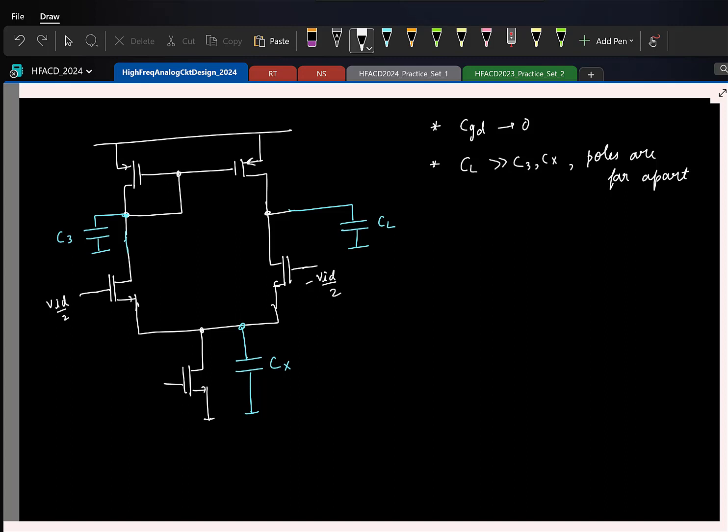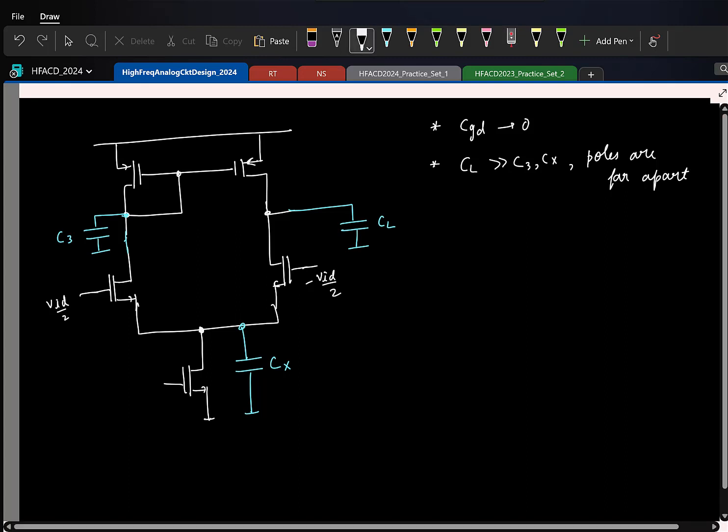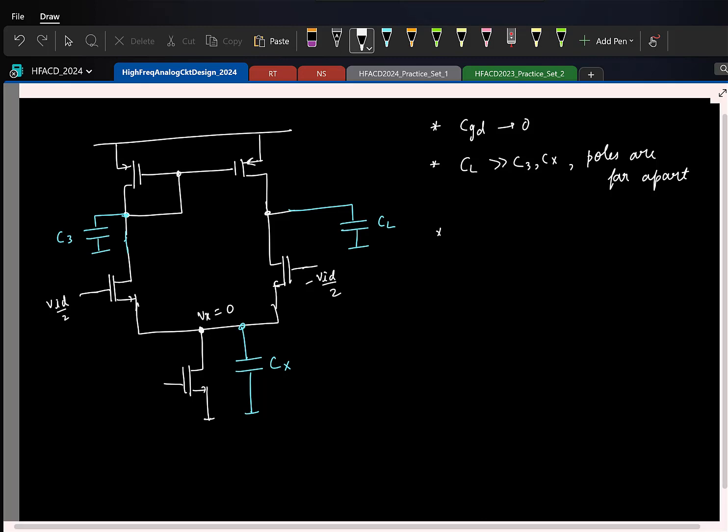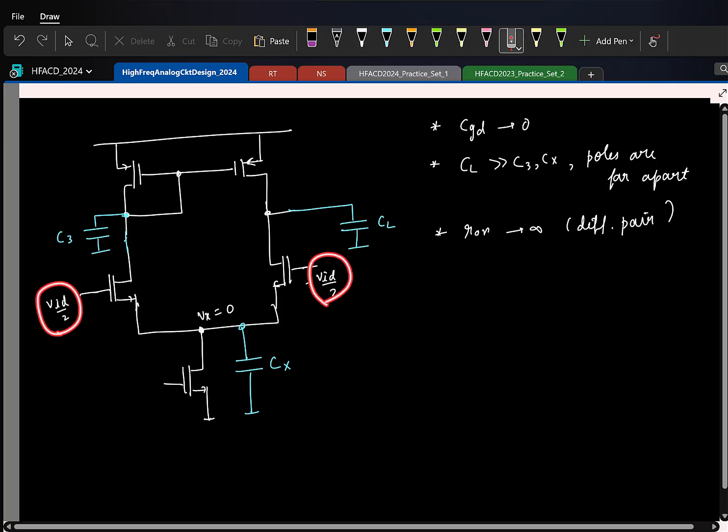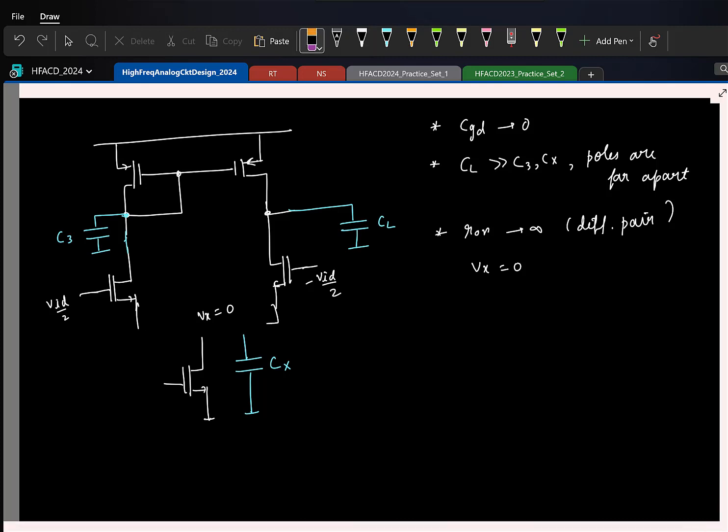Also when we are trying to find the zeros, we made another assumption. What was that? To make this voltage zero, we assume that the R0 of the NMOS, that is the R0 of the differential pair, we considered it to be infinity. This is basically for the diff pair. So this combined with the fact that we are applying an antisymmetric excitation resulted in the tail node being equal to 0. So that simplified the circuit essentially. So this is ground, right?